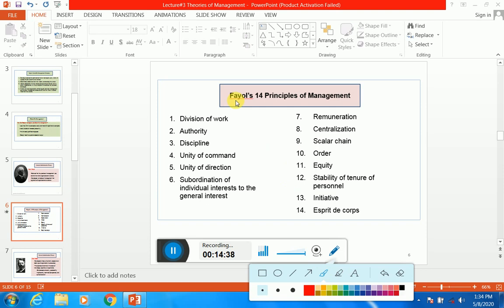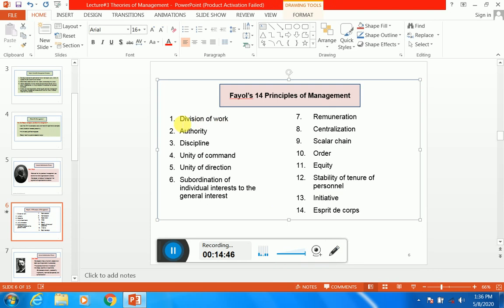Number one, that was division of work. Division of work simply means work specialization. It means that the specialized person should perform the specialized task. Like for example, when a person repeats a task, the chance of error will be lower. So that was the first principle, division of work. It means work specialization. The specialized person should perform the specified task.